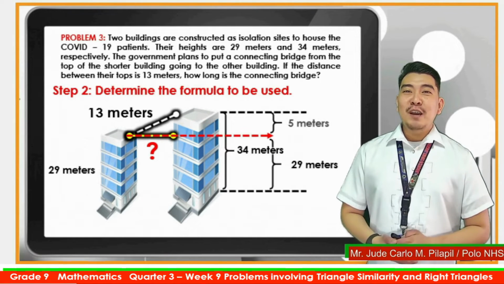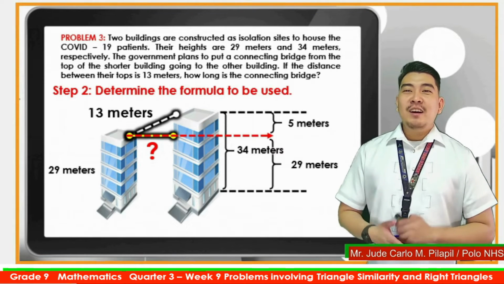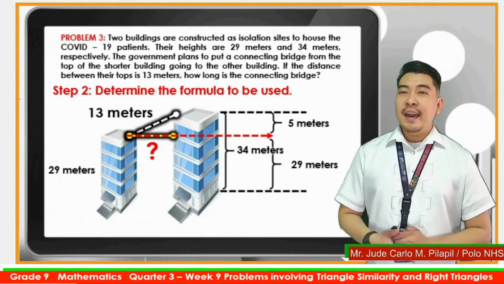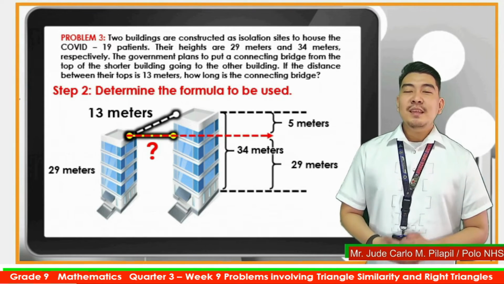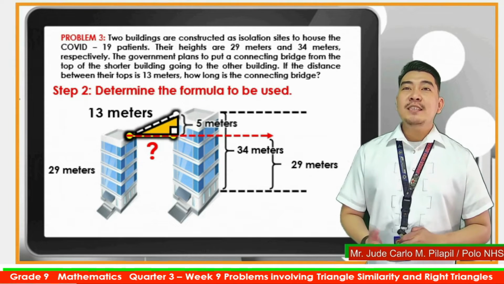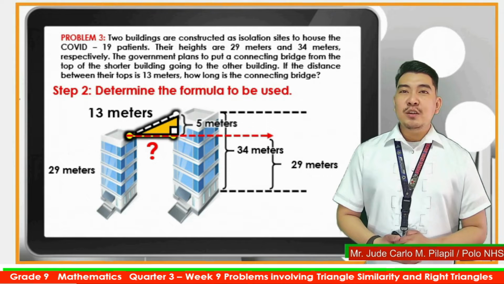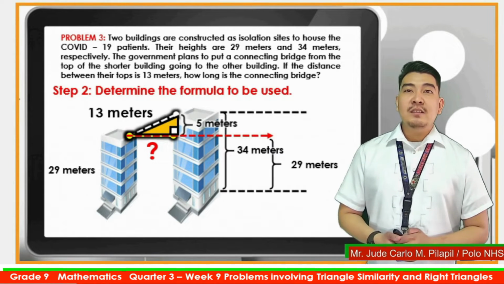Did you answer 5 meters? What a great critical thinker. You are correct. If you get the sum of the partitioned heights, it is equal to 34 meters. If we take a closer look, a right triangle can be formed, with the sides 13 meters for the hypotenuse and 5 meters for one of the legs.